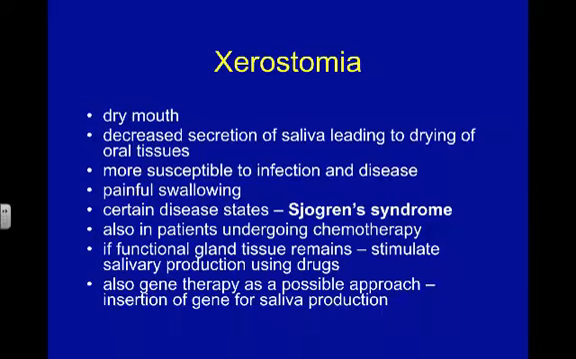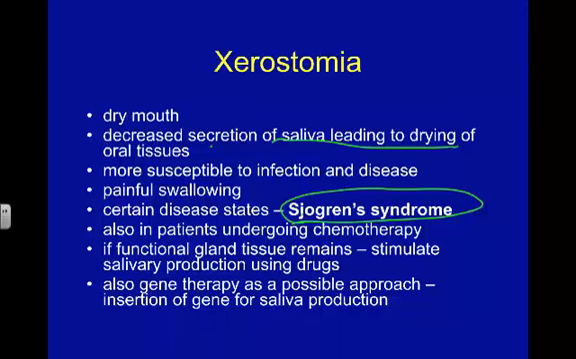So xerostomia, or dry mouth, is really decreased secretion of saliva from many, many causes. Once you decrease salivary secretion, you're very prone to infection because the tissues can dry, and you have trouble swallowing. Again, certain disease states like Sjogren's syndrome, also very typical in patients undergoing head and neck chemotherapy. All right?